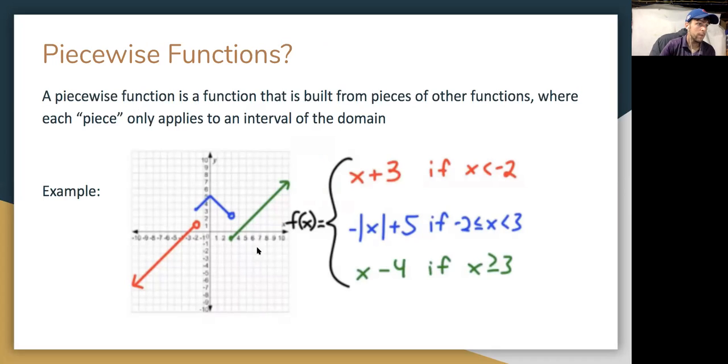So here we have this function f of x, which is created by 3 pieces. We have this function x plus 3, but we only apply that function if x is less than -2. So that's this here. So if x is less than -2, we apply this particular function. And then we have the second piece. We have the negative absolute value of x plus 5. We only apply that piece if our x value is between -2, including -2, all the way up to 3, not including 3. And so that's our blue section here. That's that little piece of our absolute value graph.